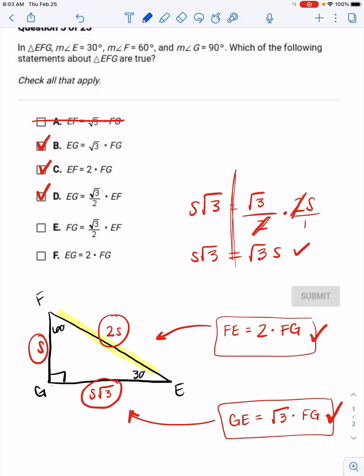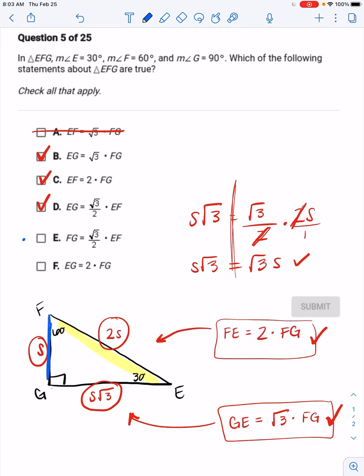I'm going to switch to a different color. This one I'm going to do in blue for E. This one says FG, so I'm going to plug in what I have for FG. That's this side right here, S. So S equals radical 3 over 2 times EF. EF is 2S. Again, we want to put this over 1. I'm going to cancel out the 2 and see if it simplifies. So we would have S equals radical 3 times S. Those are not the same, so no, this one does not work.